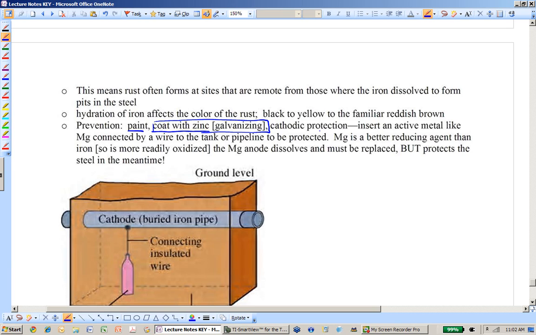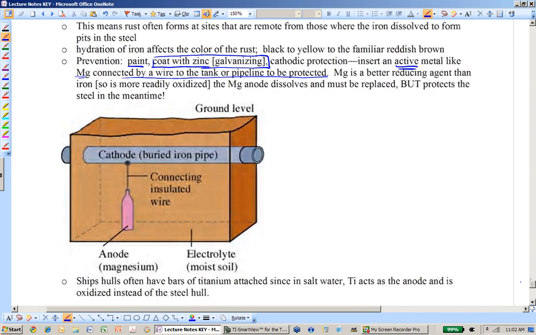You can also use cathodic protection, which is to insert an active metal like magnesium, let's say, connected by a wire to the tank or pipeline that you're trying to protect. Magnesium is a better reducing agent, therefore more easily oxidized, than iron. And the magnesium anode dissolves and has to be replaced from time to time, but it protects the steel in the meantime. So it's just a good example of a steel tank buried underground. A lot of septic tanks, which are non-urban, more countrified sewage systems, which are ever so important to your quality of life, work this way.